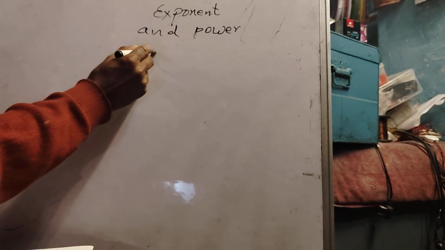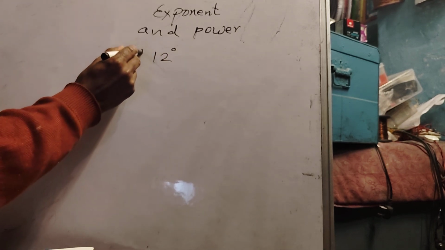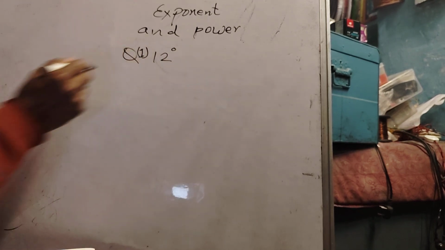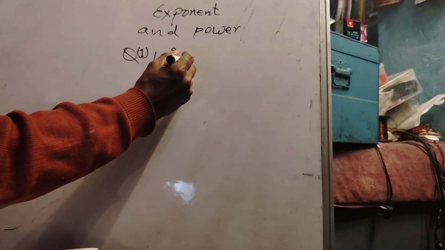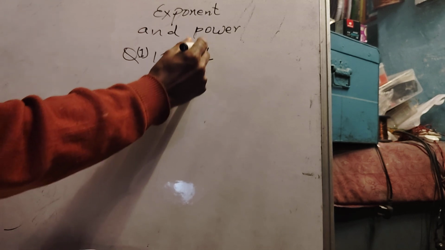First question: what is the value of 12 power 0? 12 power 0, that's 1. Yes, exactly 1. Whenever any number has power 0, its value is 1.